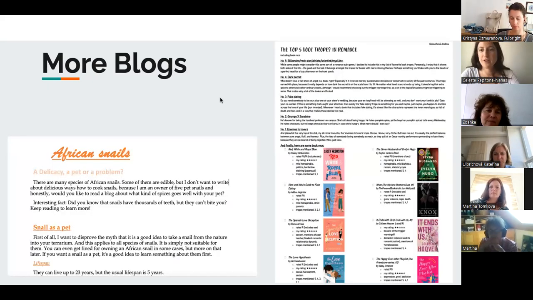And two more examples. We have African snails, and then this complex post on the right is book tropes in romance novels. So this was a student who was a big reader. They had read many romance novels, and in addition to rating them, they also picked out what they thought were the most common tropes in these books, and they wrote about those tropes.